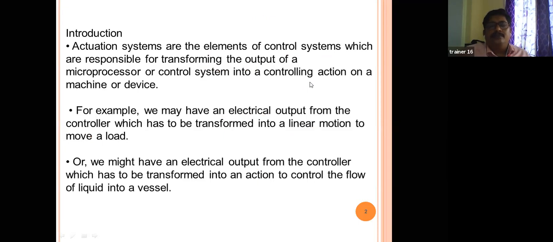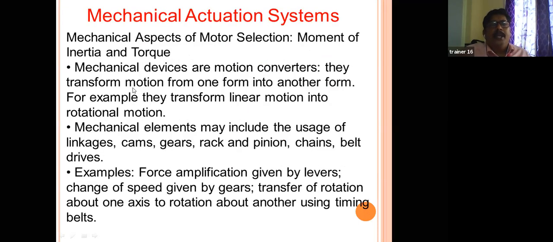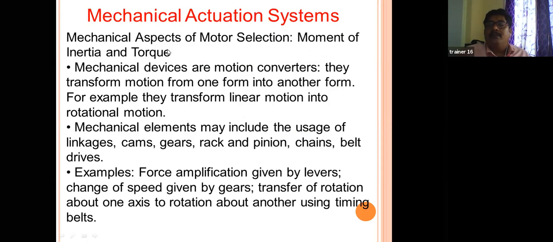Next, in the mechanical aspects of motor selection, we consider moment of inertia and torque. Moment of inertia is I equals m r squared. We will discuss this later in the electrical actuation system, motor selection. In motor selection, these are the two major parameters: moment of inertia and torque.